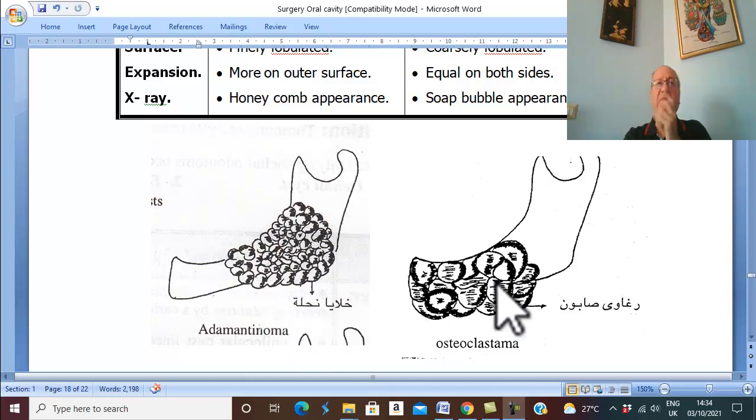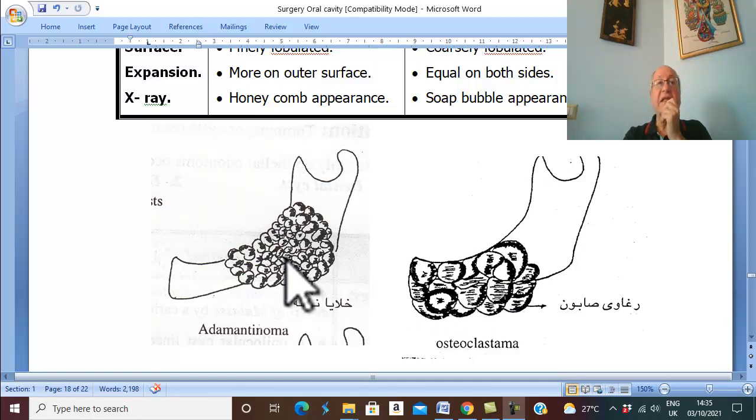Osteoclastoma is equal in male and female, but we said before that adamantinoma is much more common in female. The color of adamantinoma is pinkish or white according to the amount of fibrous tissue and the vascularity, while osteoclastoma is brownish in color.